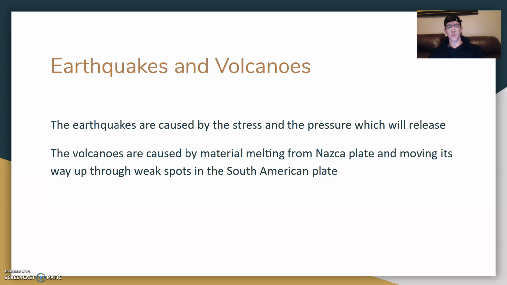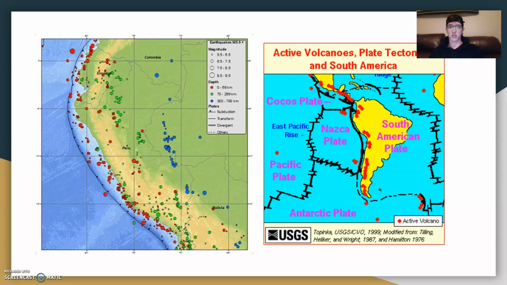And then it's also going to have volcanoes, because when you are pushing the Nazca plate underneath the South American plate, the material is going to melt from that Nazca plate. It's going to keep moving down until it melts, and then that's going to rise up through weak spots in the South American plate. So you will see a lot of volcanoes on the continental crust.